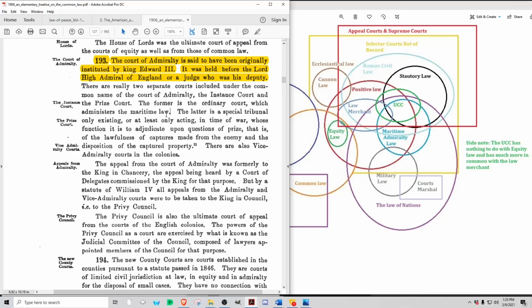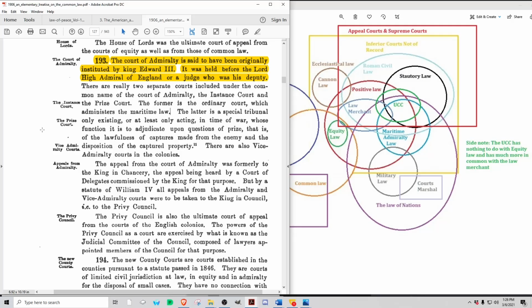So to continue, the former is an ordinary court which administers the maritime law. The latter is a special tribunal only existing, or at least only acting, in time of war. That again is the prize court, whose function it is to adjudicate upon questions of prize, that's the taking of a ship, the lawfulness of capture made from the enemy, and the disposition of a captured property. Okay, fine. And also vice admiralty courts in the colonies.